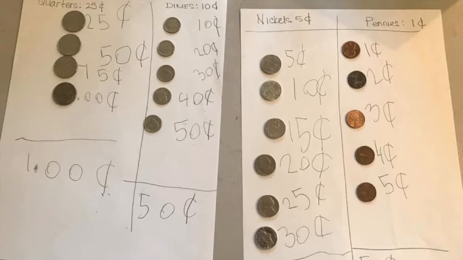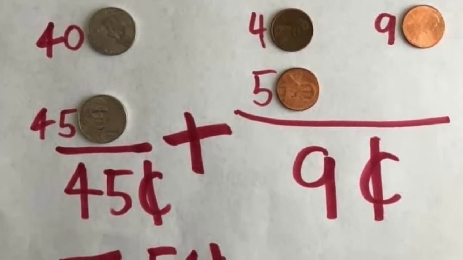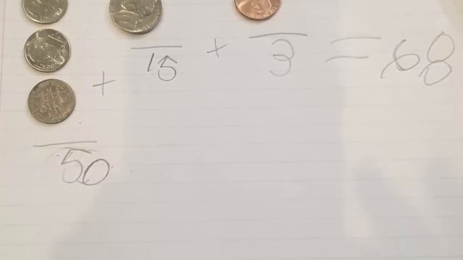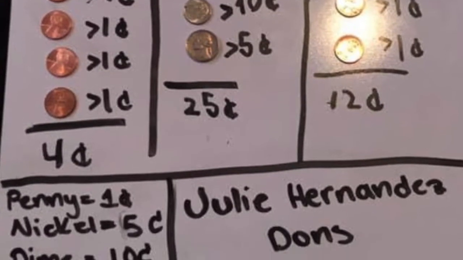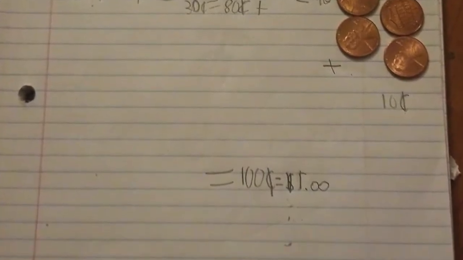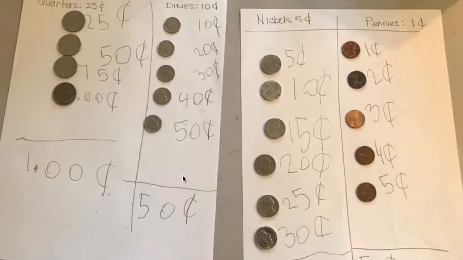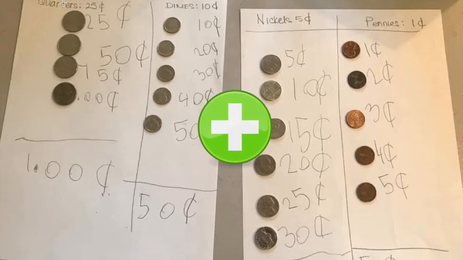Guys, welcome back. I want to start off by highlighting a couple of friends who have been following the steps to help them add mixed coins. So my friend here, she sorted her coins. So I see quarters here, dimes here, nickels here, and pennies here. And then she added the groups of coins.